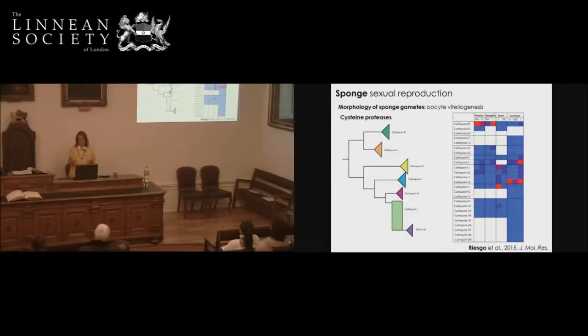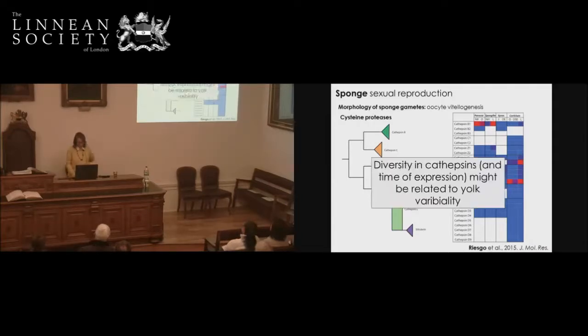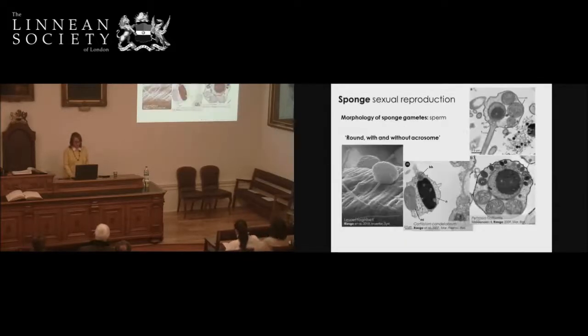maybe they have a similar pathway as the rest of the animals. But what I can tell you is that there are some species of sponges that have way more cathepsin genes than the other ones. But we don't know what they do. But maybe this diversity in cathepsins might be related to yolk variability, and this is something that we will be studying. But so far, we don't have a lot of genomic resources, so we need to create or to sequence more to be able to understand this question.